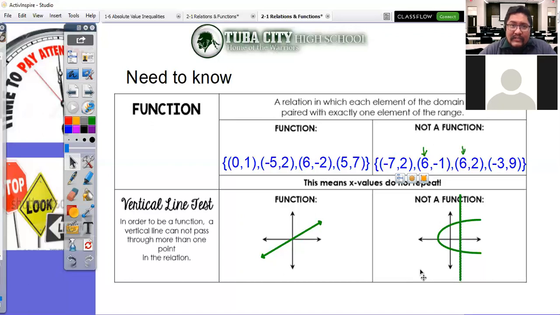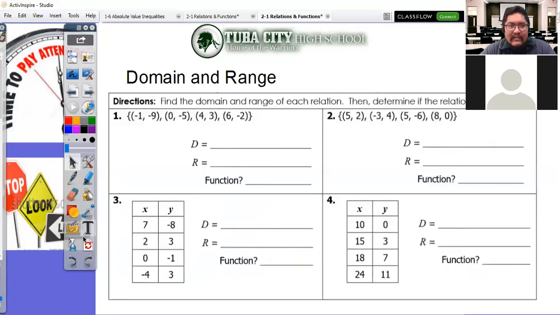Now be careful, because just because something is not a function doesn't mean it isn't a relation. All 4 of these examples are still relations, but they are not functions. And again, a function is a little bit more strict. I'll have some examples in a later video that go into more depth on why something is or is not a function. But for now, all you need to know is x values cannot repeat themselves.